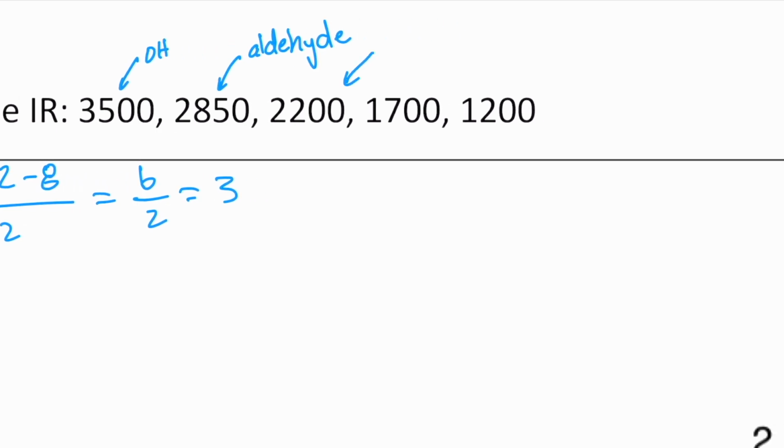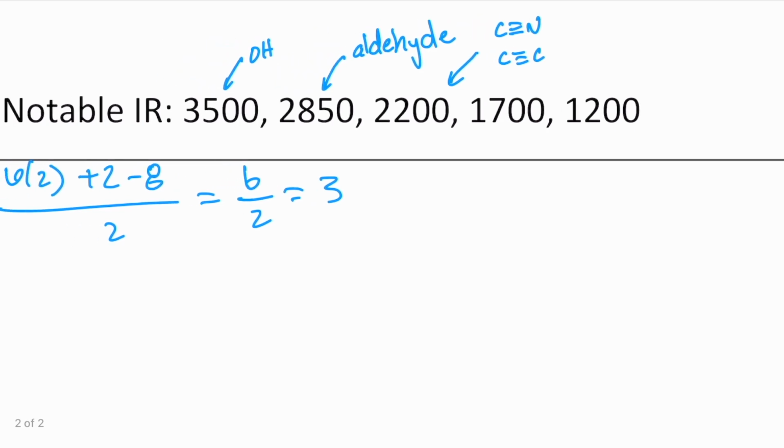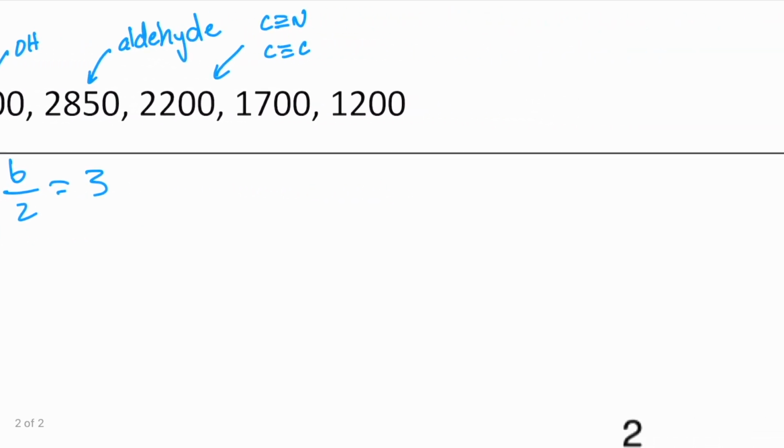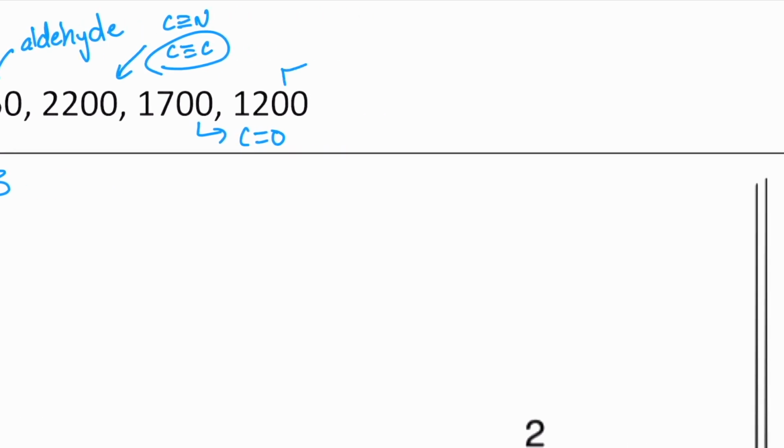2,200. Ooh, that's a new shift we haven't seen on this practice before. But 2,200 is right about the triple bond region. So we have C triple bond N and C triple bond C. So it's one of those two probably, and we don't have a nitrogen in here, so it's probably our alkyne. And then 1,700, that is a C double bond O, and 1,200 is our C single bond O. Okay.